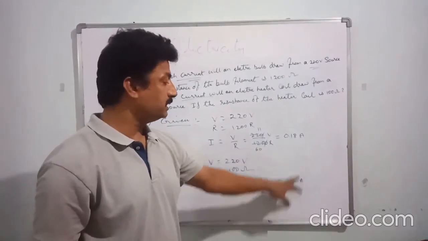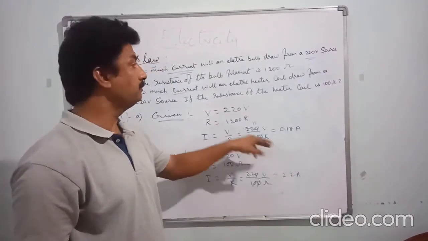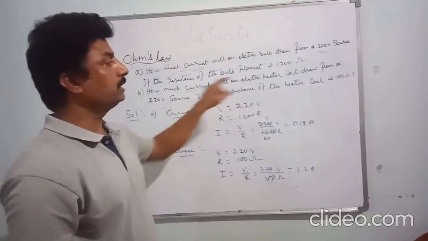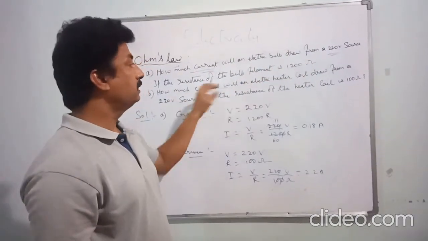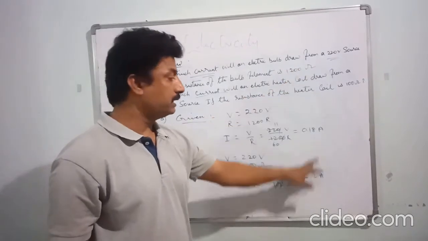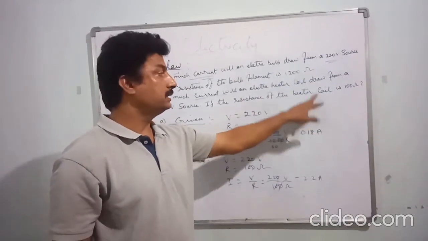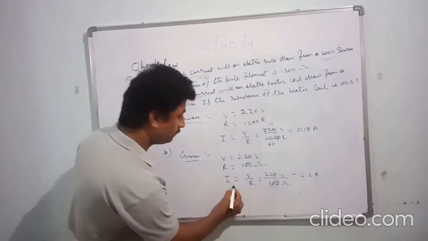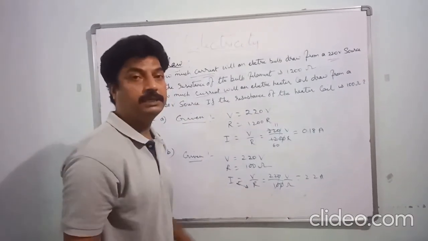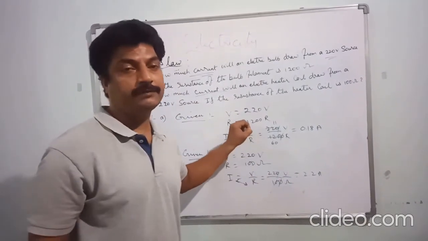You can see the difference in the ampere, the difference in the current, even though the source is 220 volts only, but it is the resistance which is different. So current also differs. Resistance differs, current also differs. Why? Because they are inversely proportional. Let us take one more example.